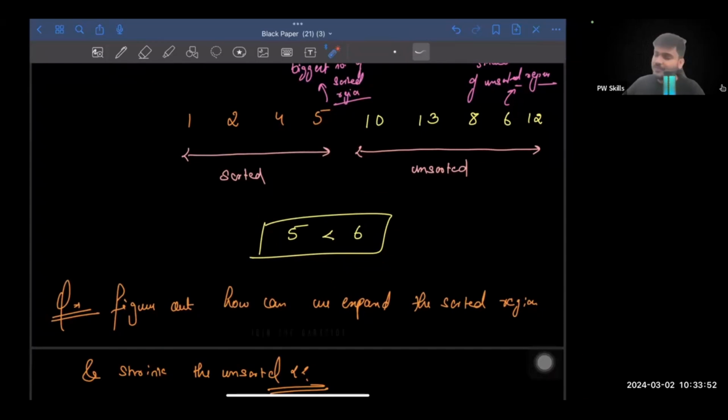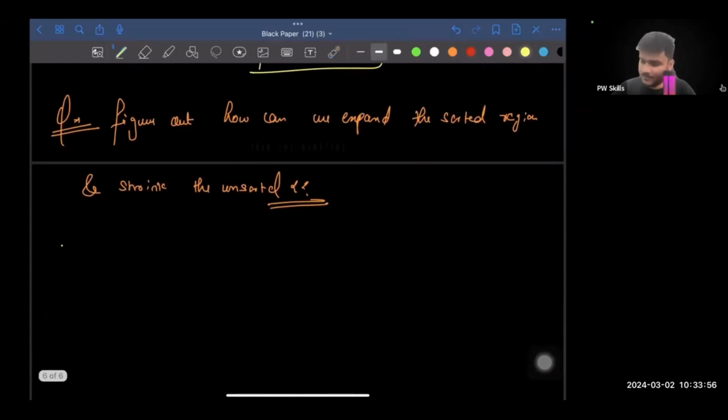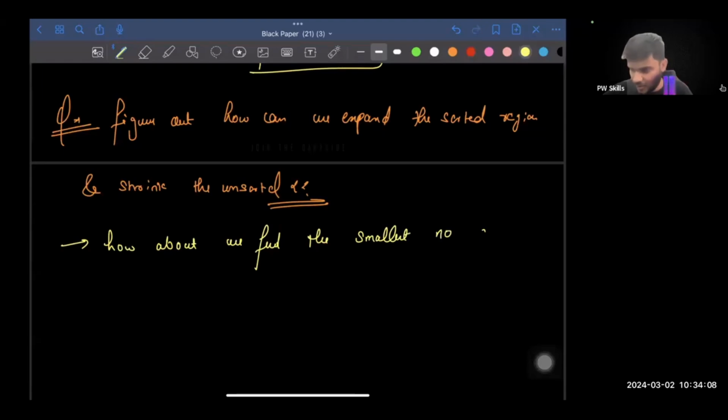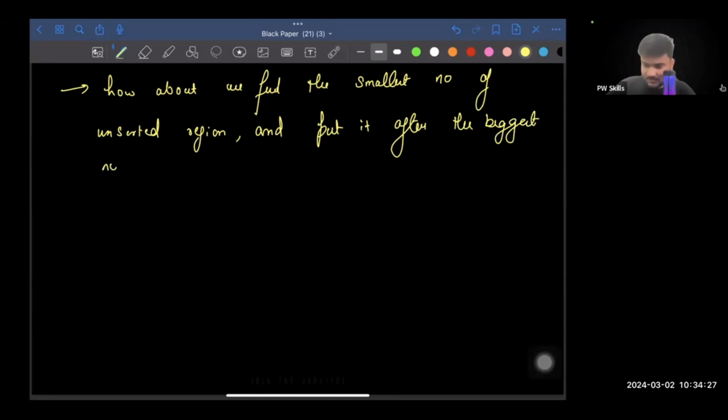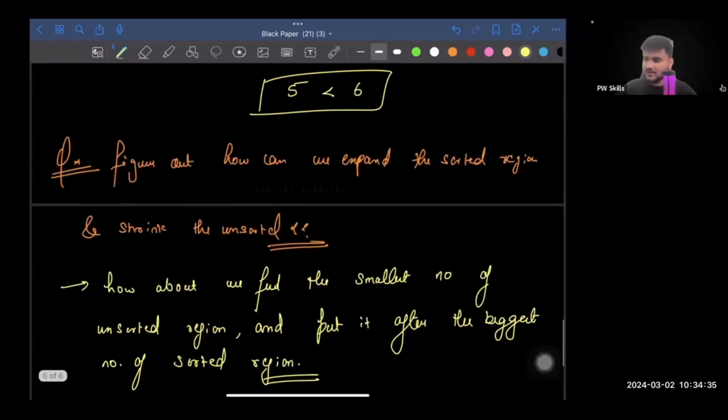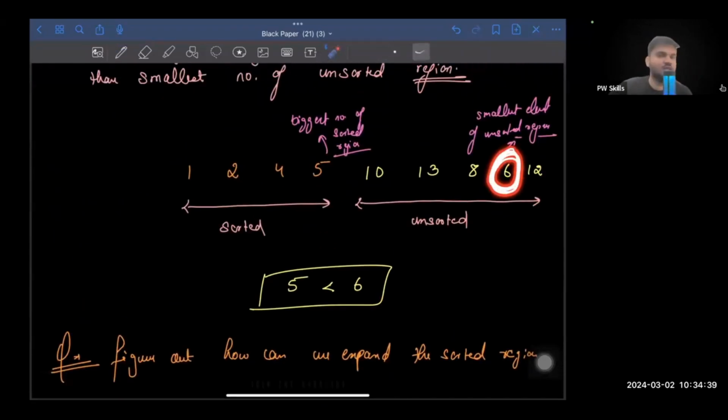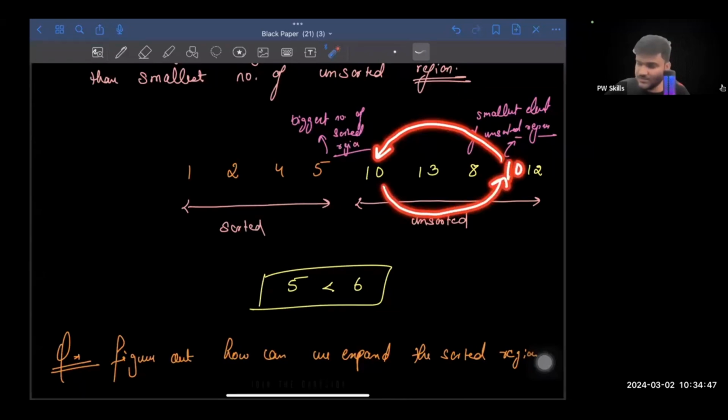in the unsorted region, how about we find the smallest number of the unsorted region and put it after the biggest number of the sorted region? How about this? I somehow try to find the smallest number of the unsorted region and put it here. So let's say I swap these two. 10 comes here, 6 comes here.